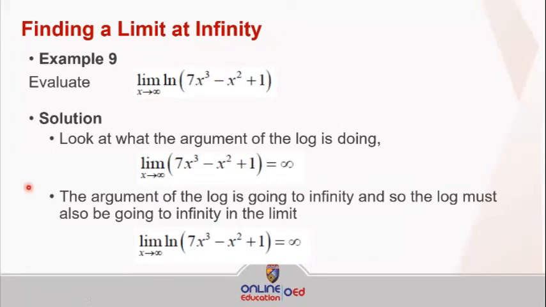Let's say ito yung problem natin. We need to evaluate the limit of ln of 7x raised to 3 minus x squared plus 1, where x is approaching infinity. Yung sa solution natin is first is look at what the argument of the log is doing. So ito na yan. So evaluate natin siya. And then next is the argument of the log is going to infinity. And so the log must also be going to infinity in the limit. Therefore, yung value natin ng limit of ln of 7x raised to 3 minus x squared plus 1, where x is approaching infinity, is equal to infinity.